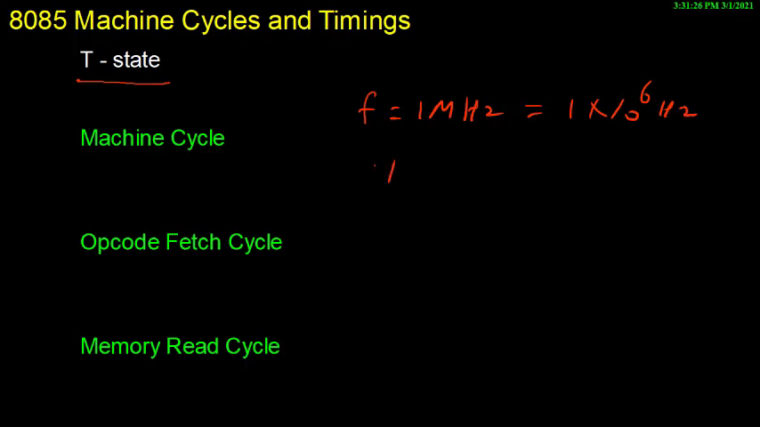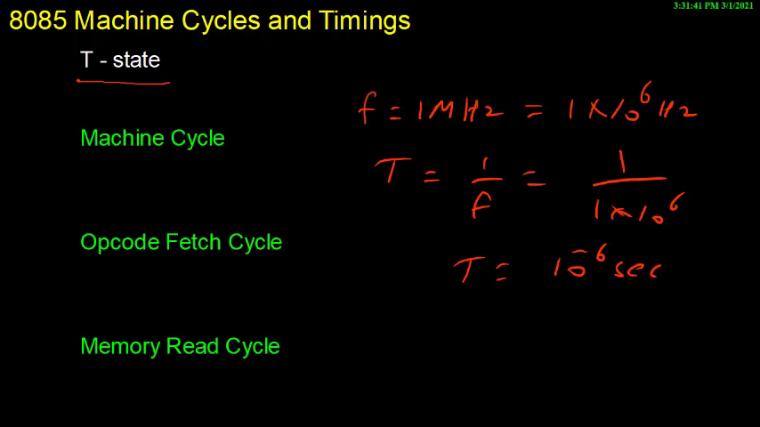Now the time period is equal to 1 upon frequency. So when we divide, that is frequency 10 to the power 6, it is plus 6, it becomes minus 6 when it goes into the numerator. So this is 10 to the power minus 6 seconds, which is equal to 1 microsecond.